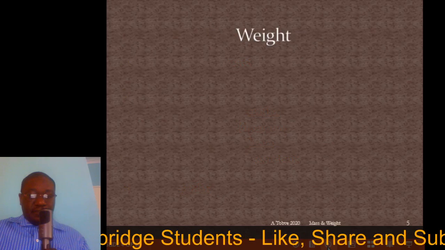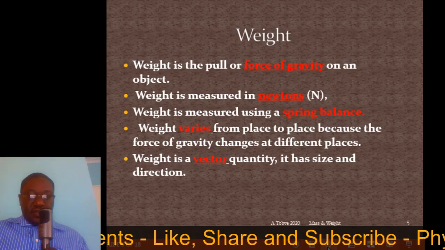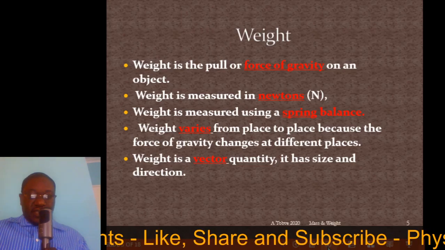Now looking at weight. Weight is the pull of gravity, that's the force of gravity on an object. Weight is measured using newtons and not kgs. Weight is measured using a spring balance, like I've already alluded to, and weight varies from place to place because of the gravitational force that acts at different places. Weight is a vector quantity, i.e. it has size and direction.